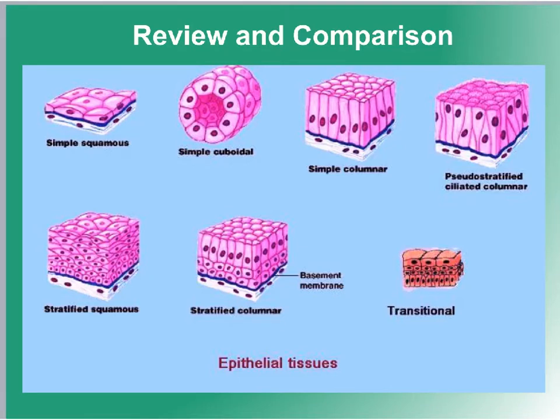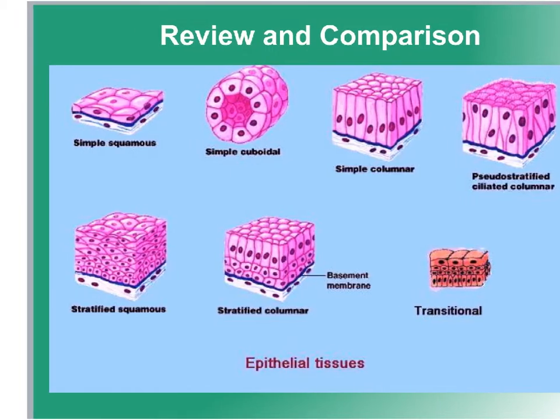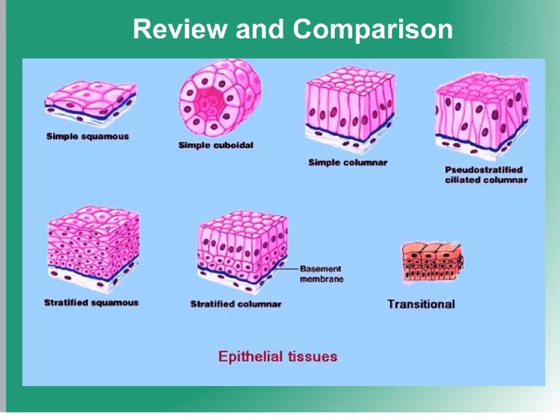So just real quick, remember how we've learned how to identify epithelial tissue? Remember, we use two terms in most cases. We refer to the number of layers in the tissue, and we also refer to the shape of the cells. So simple, remember, just means one layer of cells. And then stratified refers to several layers of cells, more than one layer of cells.